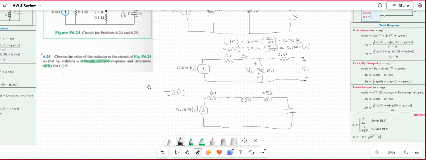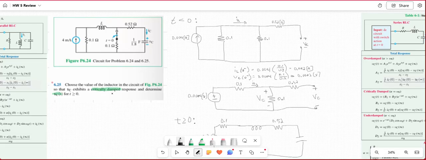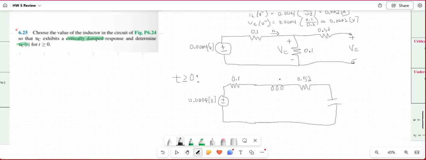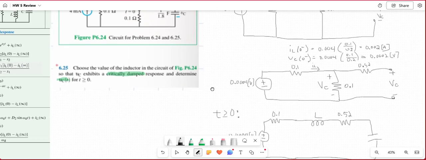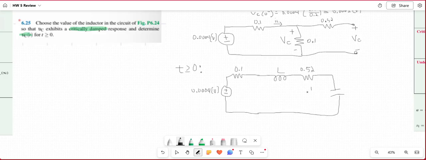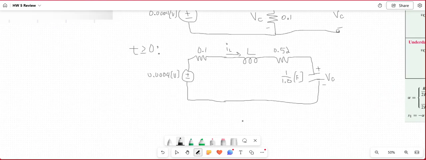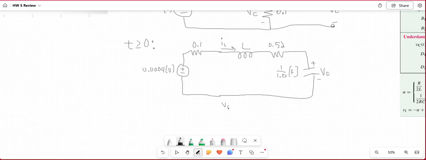What does it say L is? Oh, we have to choose a value of the inductor for this one. Okay, so we don't know what L is, but we know C is 1 over 1.8 farads. Okay, so we got, okay. So VC at 0 here.